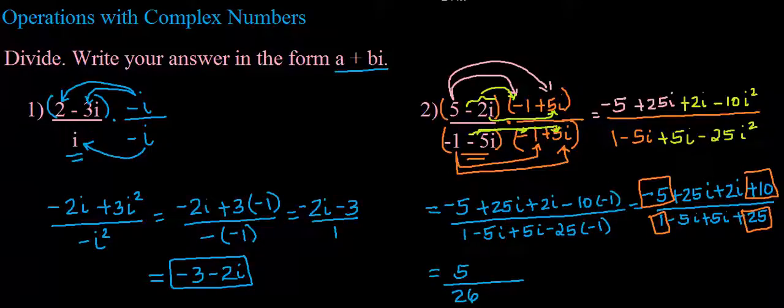My imaginary parts, I'm going to grab 25i plus 2 i's. That's going to give you 27 i's positive. And in the denominator, your negative 5i plus 5i, that's going to give you 0 i's. So you're going to get 26, and that's it. And this is your final answer. Make sure that the real part is in front, the imaginary part is in the back. Let's square this answer off.